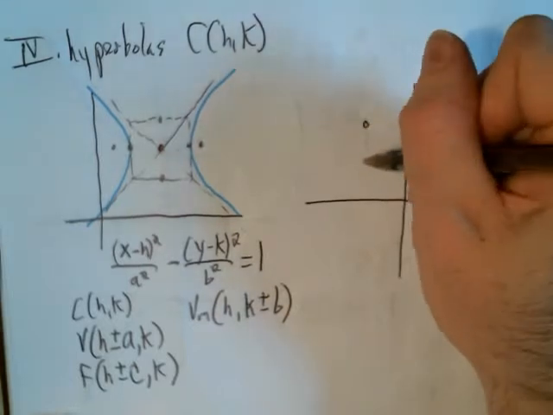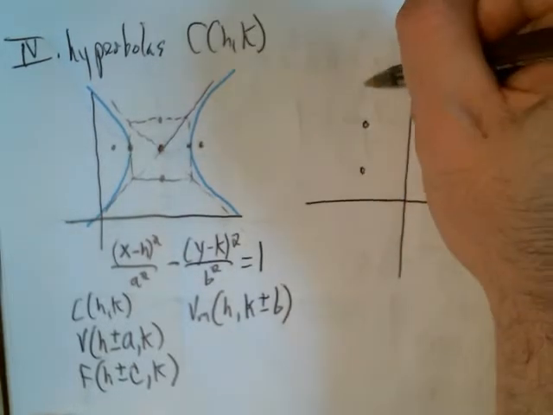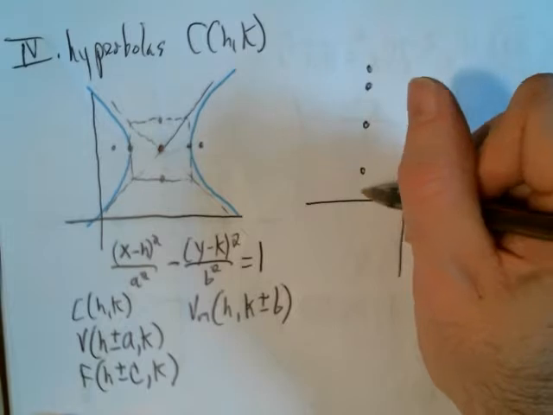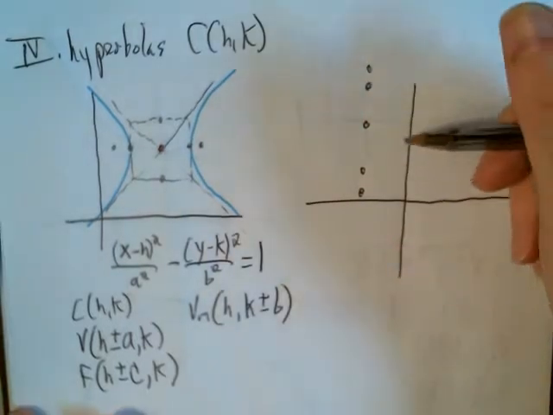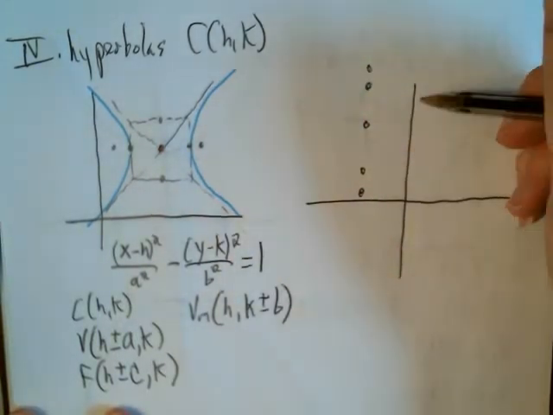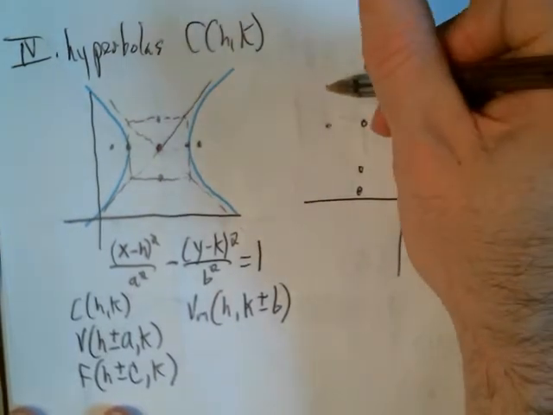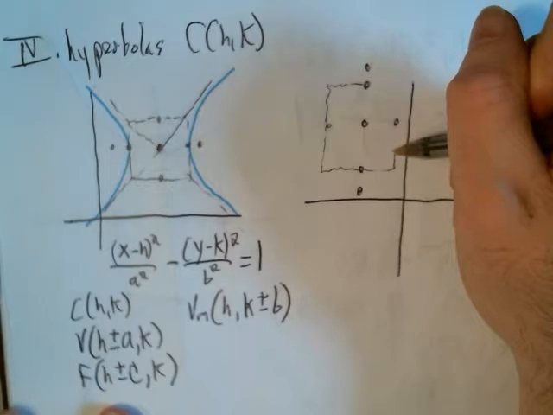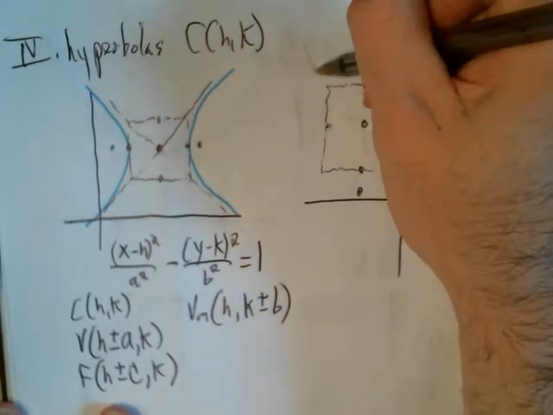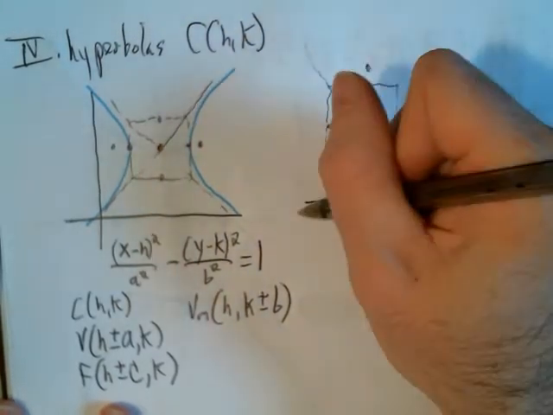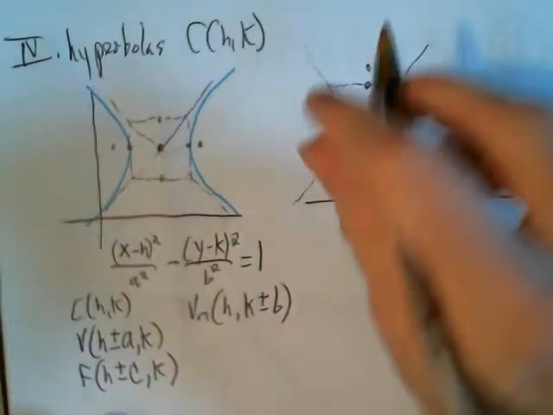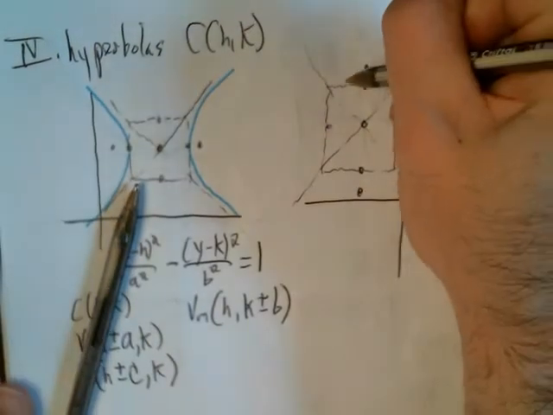Maybe put it over here. Okay, this time the foci will be on this line parallel to the y-axis. Let's put some minor vertices in there, get our box, do our asymptotes, and get our branches.